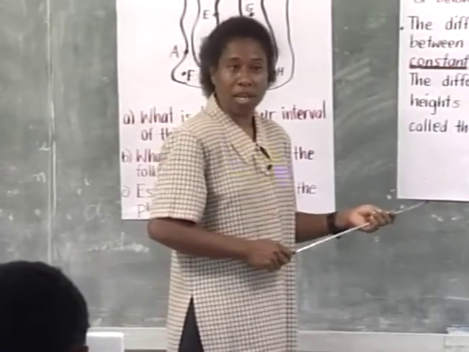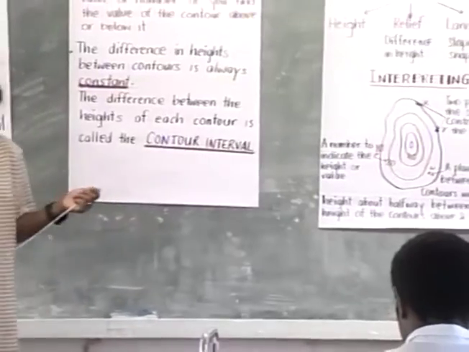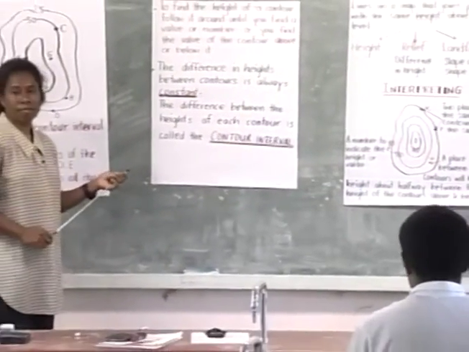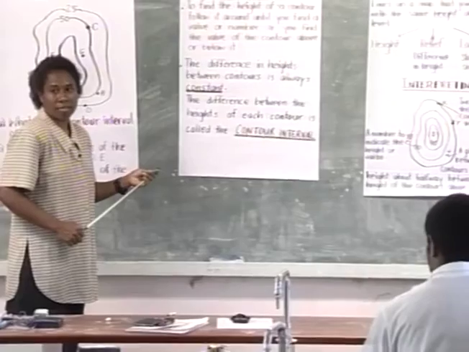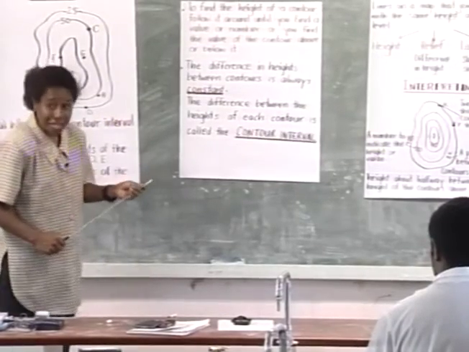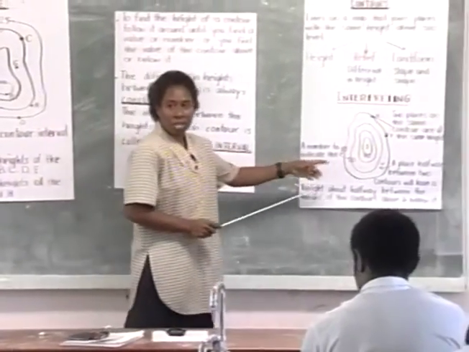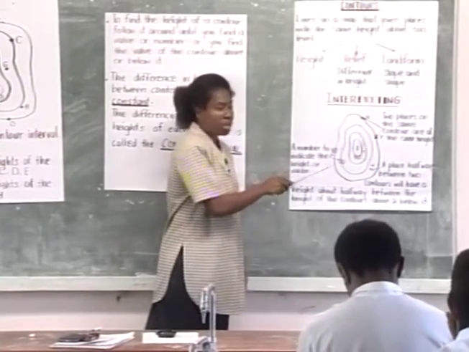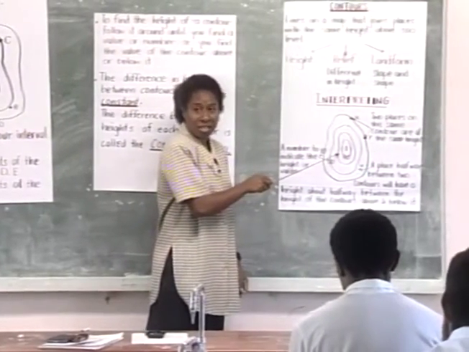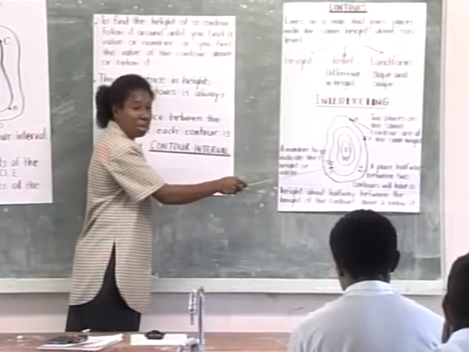The question is, what is the contour interval of this particular map? The contour interval would be 10. 10 what? 10 meters. Good. Always remember the unit, because I told you earlier that when we are looking at contours, it will always be in meters. So the contour interval of this particular map is 10 meters.